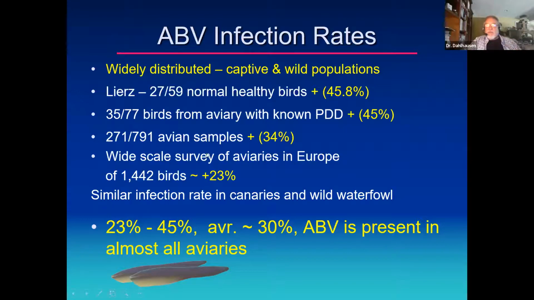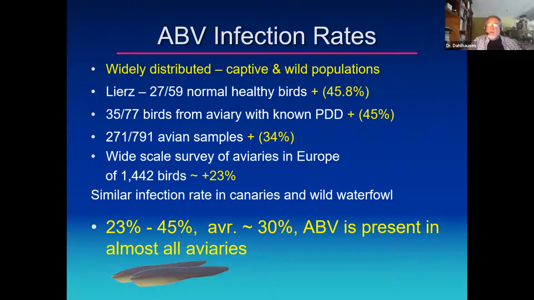271 of those were positive. That gave us a 34% positivity rate here in the US. And then when there was a report about a wide-scale survey in Europe of different aviaries, they had a 23% rate. So basically, on average, you've got about a 30% positivity rate, and Bornavirus is present. If you've got 3 birds or more, you've got Bornavirus in it, chances are.